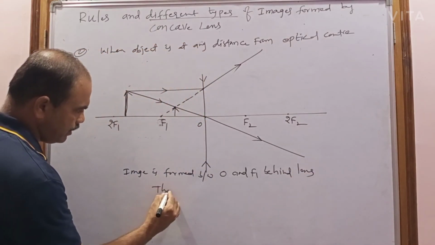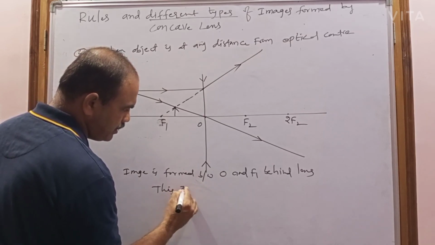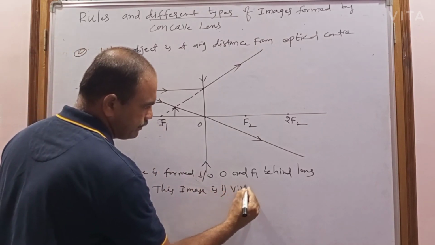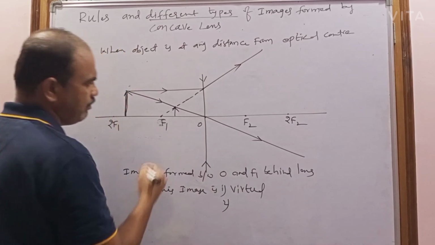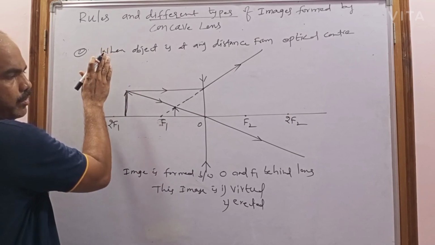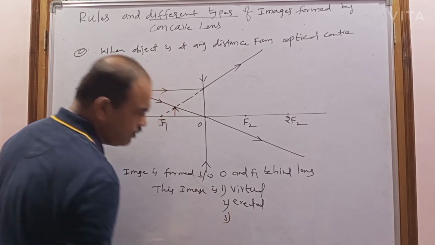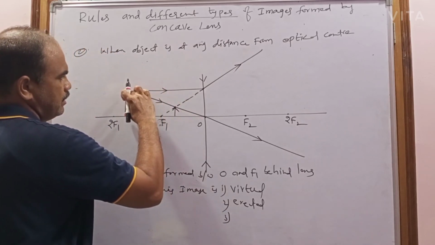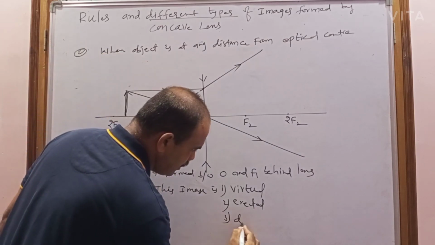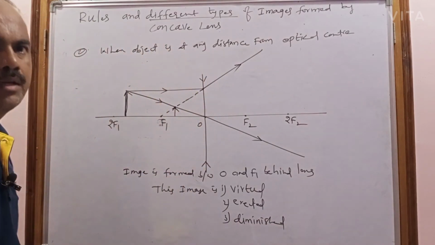So what are the characteristics of the image? The first one: it is a virtual image. The second one: all virtual images are erect. Erect means the object is above the principal axis, so the image is also above the principal axis. And now coming to the third one, the size. When you compare the size, the object size will be more and the image size will be less. That's why it is a diminished image.